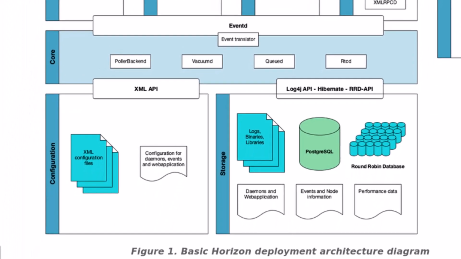OpenNMS is highly configurable. Logging includes alarms, events, collection, polling, discovery, web activities, and more. There are 5 logging levels: error, warn, debug, info, and trace. Logging is configurable. Node, device information, event and alarm information are kept in the PostgreSQL database. The round-robin database keeps the performance data.